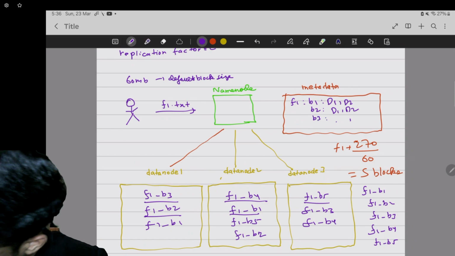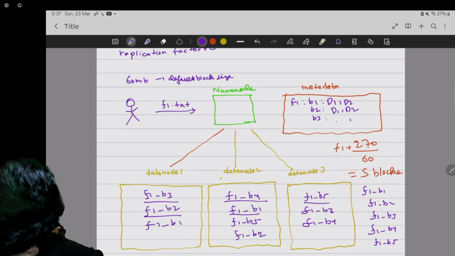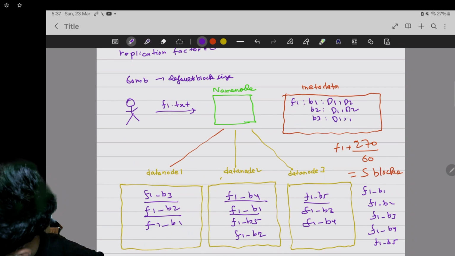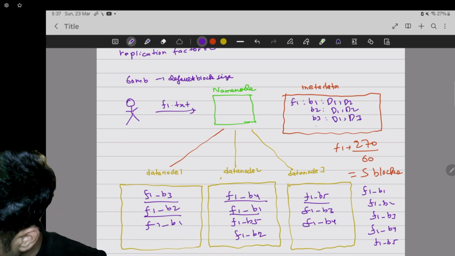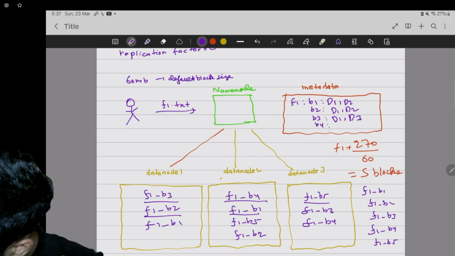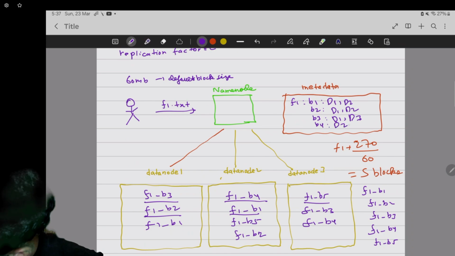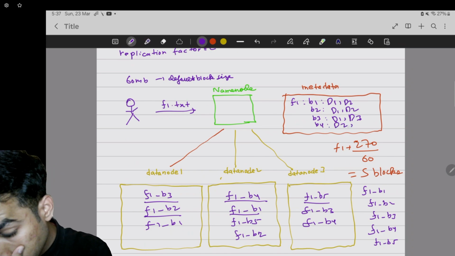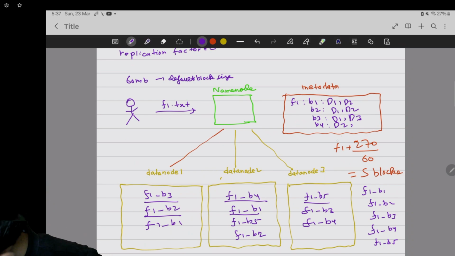B3 is stored where? Similarly, I enter the data for B3. D1, D3. Okay, data node 1, 3. B4 is stored where? D2 and D3. And B5 is stored where? D2 and D3.